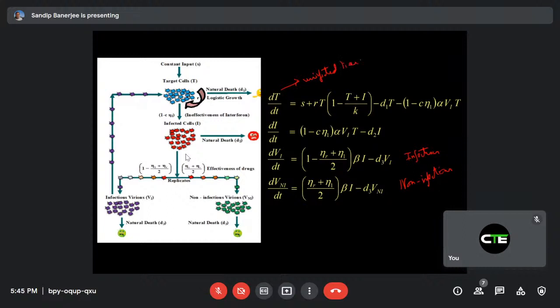This is the uninfected liver cell. I will quickly explain the terms on the right hand side, why these kinds of terms are being taken. The moment you put an S, that means there is a constant flow of liver cells. Some liver cells are generated at a constant rate. Now this is the growth term.